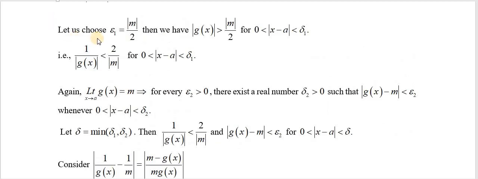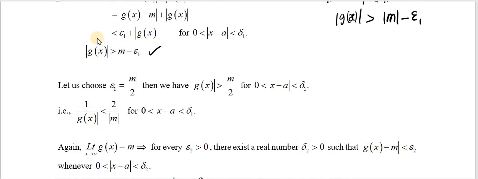Let us choose epsilon 1 equal to mod m by 2. Then we have modulus of g of x is greater than mod m by 2. Because observe, here we have epsilon 1 is mod m by 2. So that is, m is a positive quantity. You can treat this as m by 2 only. So m minus m by 2, this is m by 2 only. That means 1 rupee minus 50 paise is 50 paise only.